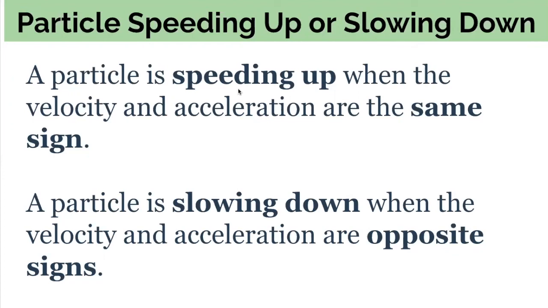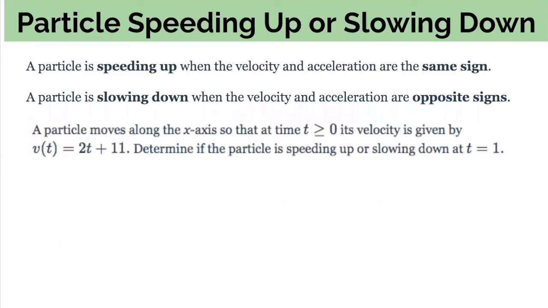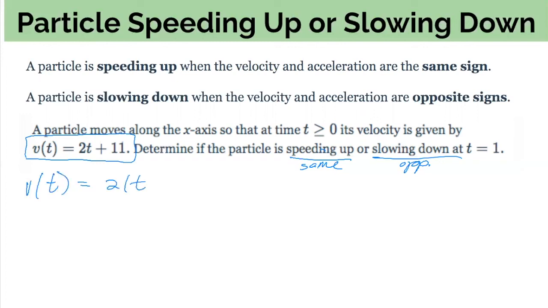Okay, so let's try some. It says a particle moves along the x-axis. So at time t greater than 0, its velocity is given by this function. So it gives us the velocity function. It says determine if the particle is speeding up or slowing down. Well, in order to be speeding up, they have to have the same signs. If it's slowing down, they're opposite. So I'm first going to find my velocity. Let's look at my velocity.